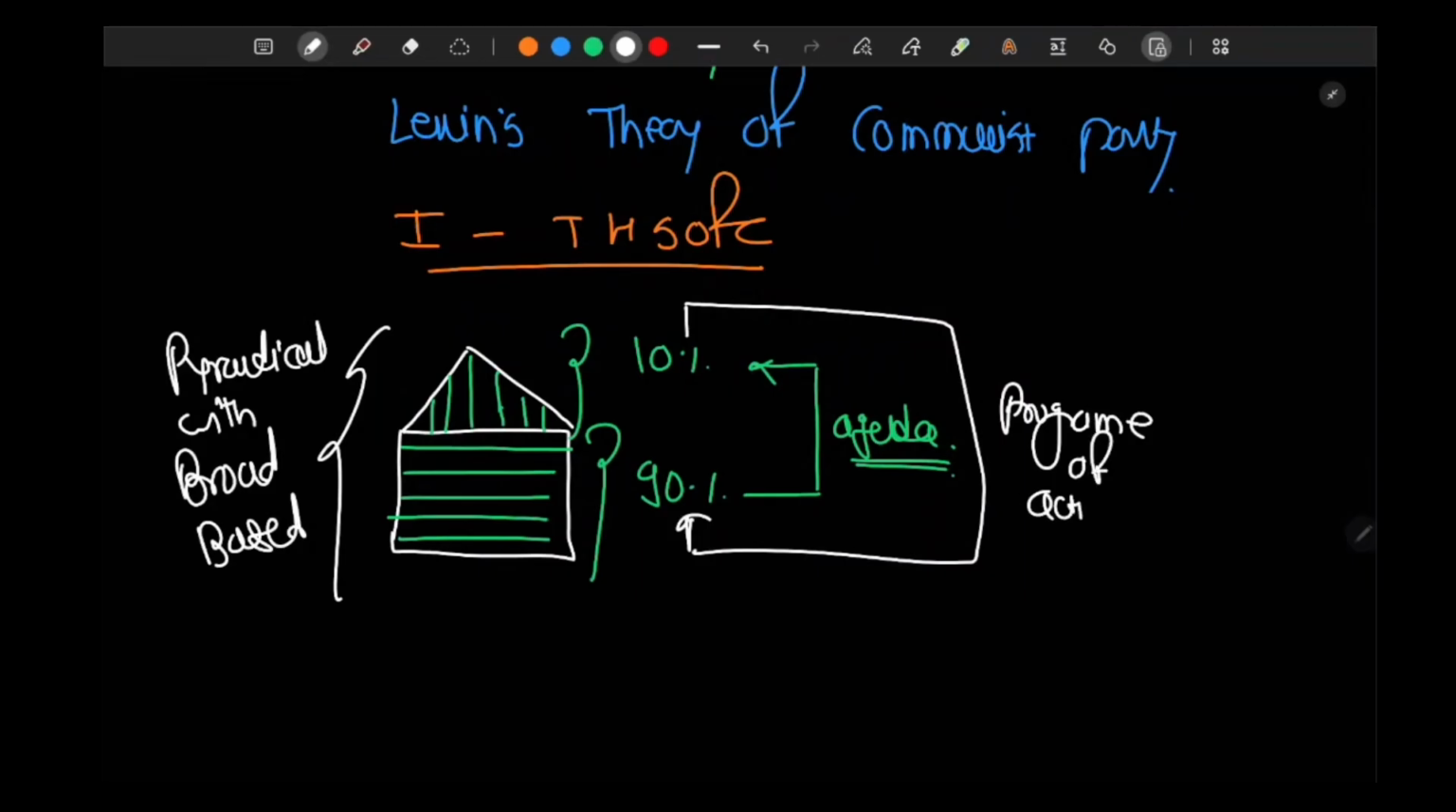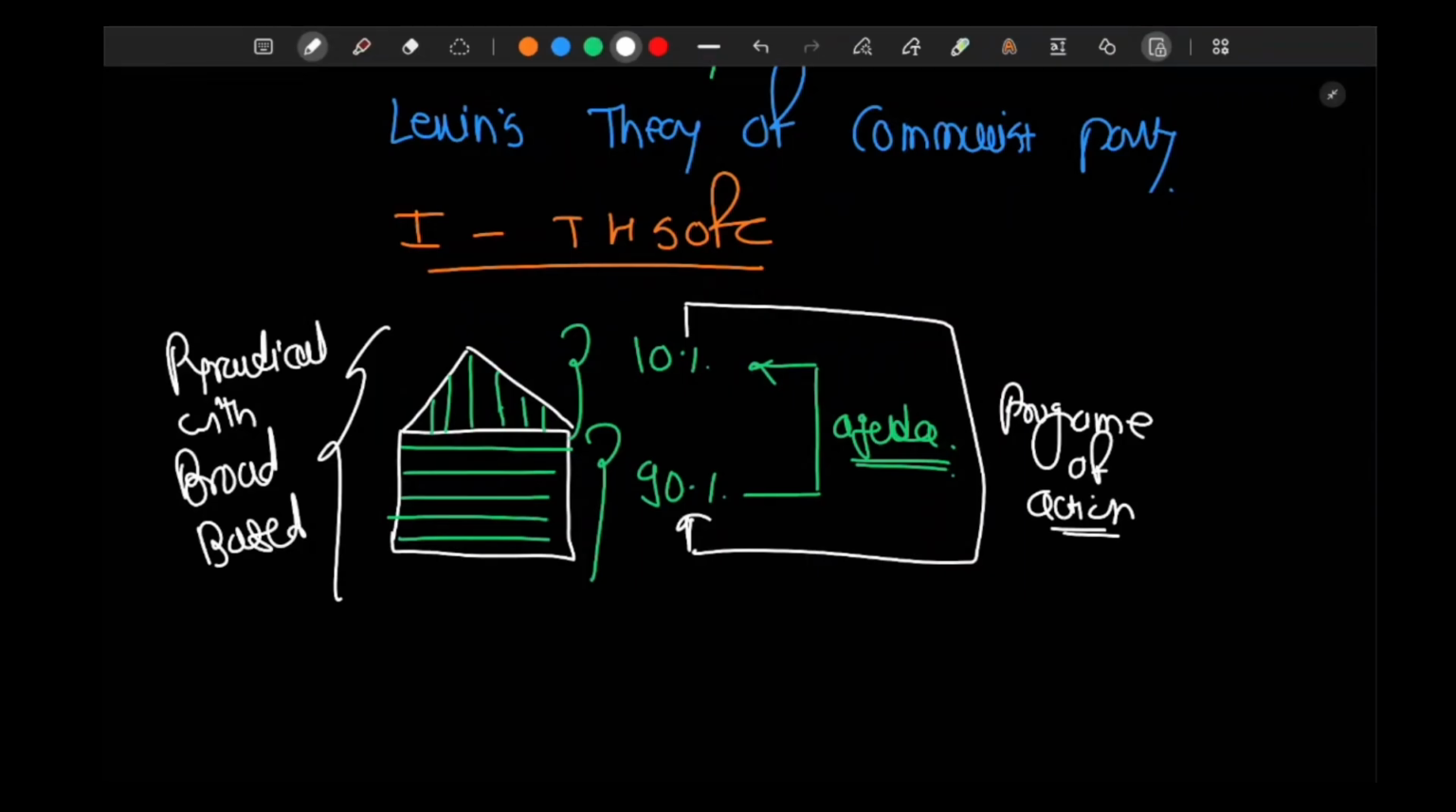As I was saying, the 90% base will give the agenda. For example, 90% workers say that we want a road. Now 10% will decide how that road will be built. If the road is going to be of bitumen, asphalt or concrete, or normal, or without anything, a kacha road, not a built road but just a normal road. What action is going to be taken on that agenda will be decided by the 10% leadership.